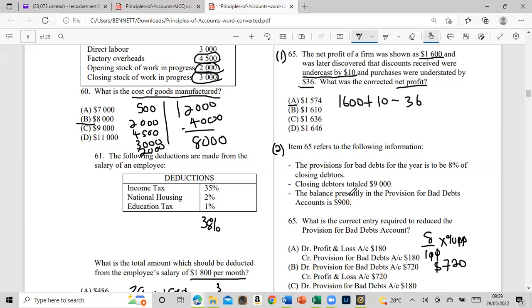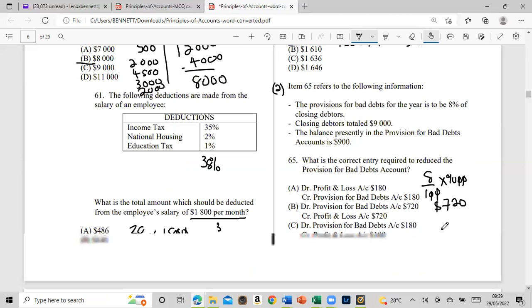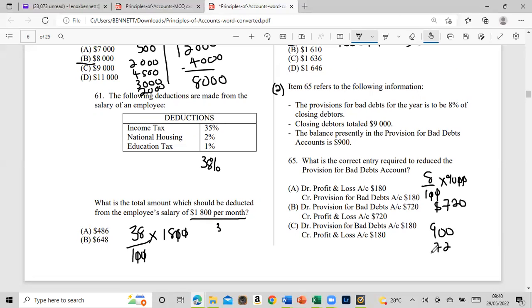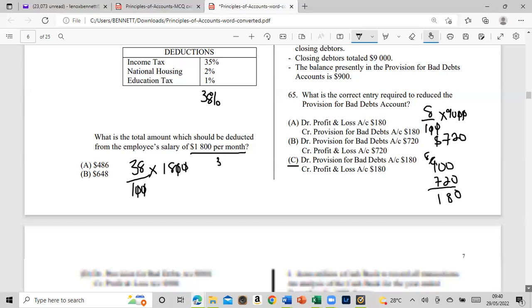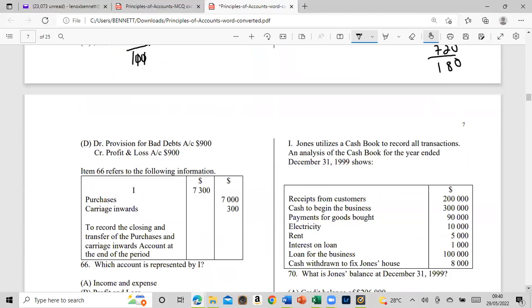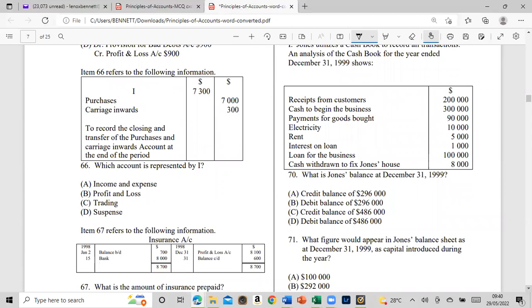We're not finished. That's just the 8%. We'll say that the balance presently of the provision of bad debt account is 900. So we're gonna subtract 720, and that should give us 180. So that would be C, provision for bad debt account debit 180, profit and loss credit 180. All right, so let's move on to 66. So 65 2 would be C.